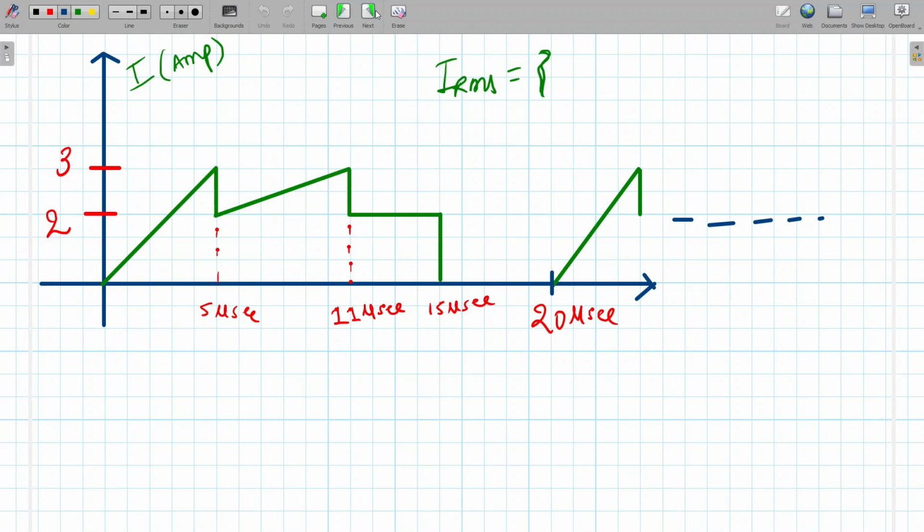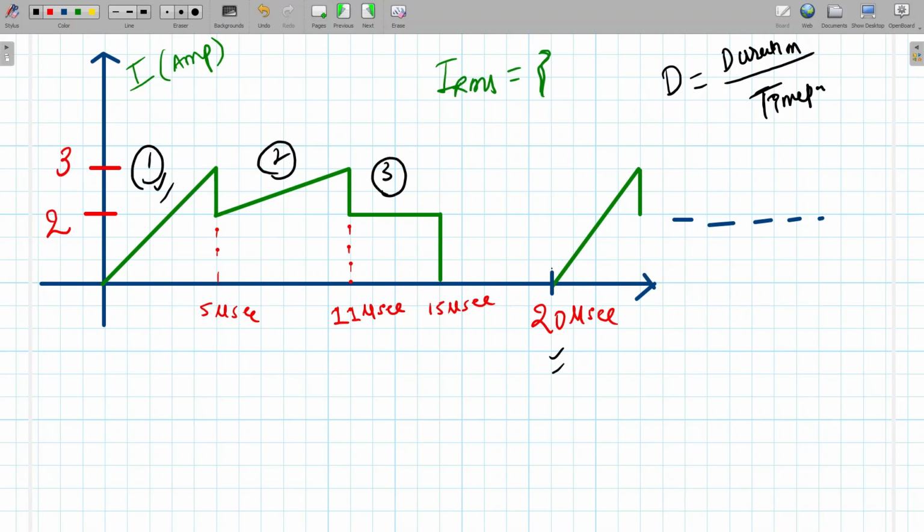Regarding duty ratio, I will give some trick. What is the duty ratio? This is the total time period. Duty is the duration of a particular pulse divided by the total time period. So for the first one, what will be the duty? This is the first waveform, this is the second waveform, this is the third waveform. After this, it repeats the first, which means it is a periodic waveform. Up to 20 milliseconds, this is one cycle, from here to here.